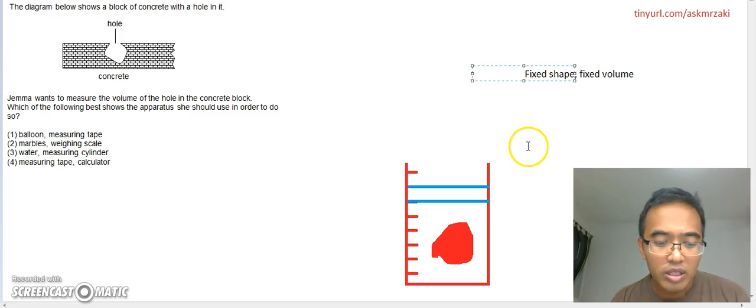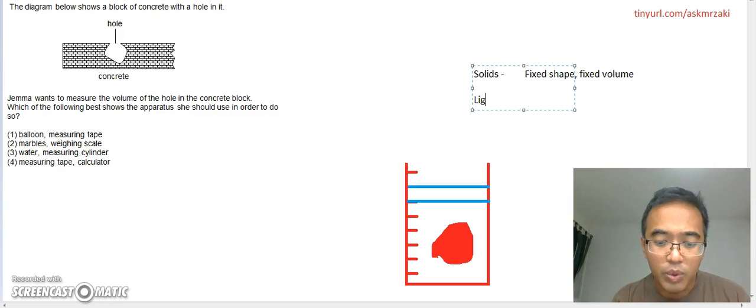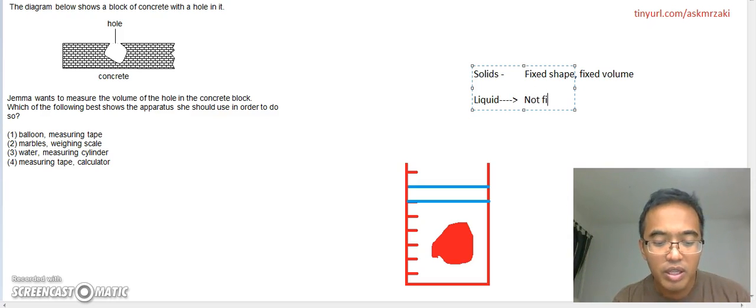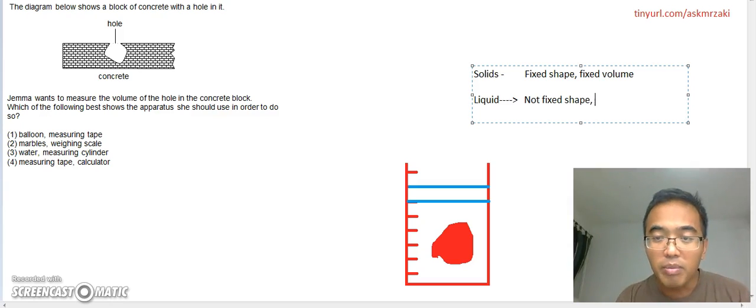Solids have fixed volume, and actually so does a liquid. We do know that liquids have what? Liquids have an indefinite shape, a shape that is not fixed. But it still has a fixed volume, right?